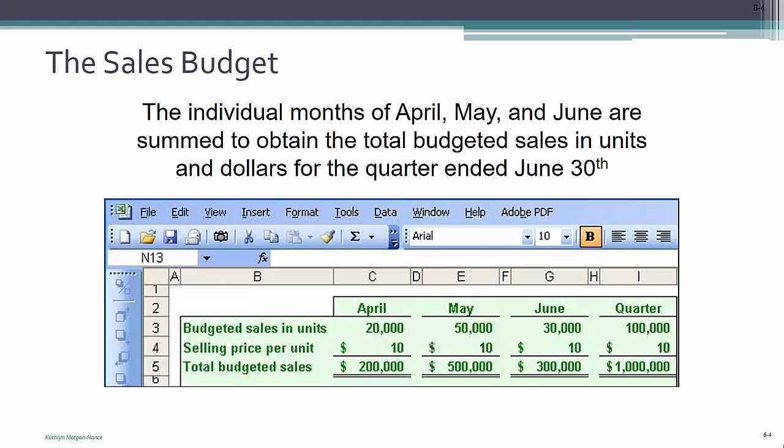To calculate the total sales in dollars for any specific period, we multiply the budgeted sales in units times the unit selling price. For example, in April, we multiplied 20,000 units times $10 per unit to get budgeted sales of $200,000. As you can see, Royal forecasts unit sales of 100,000 and total sales revenue of $1 million for the quarter ended June 30th. Double check your math by adding the column totals across to ensure they equal the total quarter column added down. Once we complete the sales budget, we can move on to the expected cash collections from sales schedule.